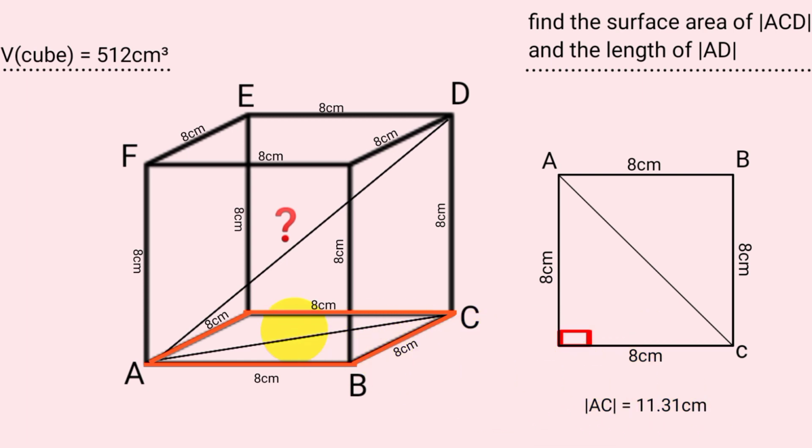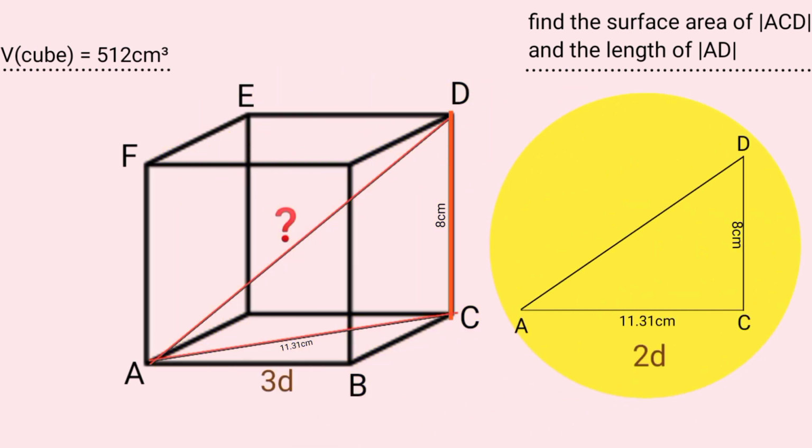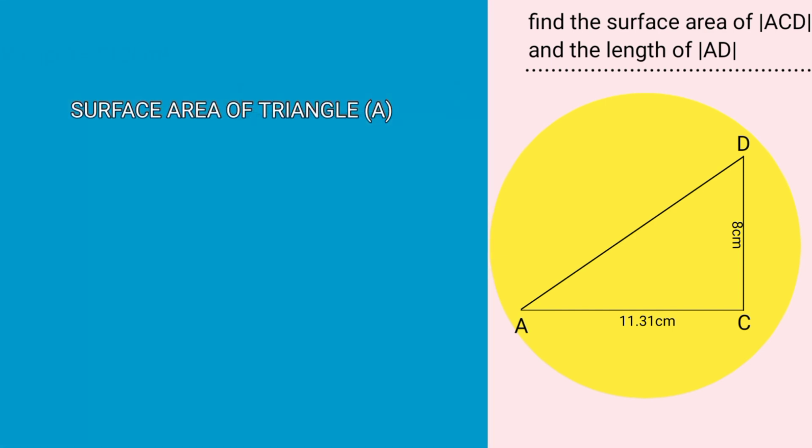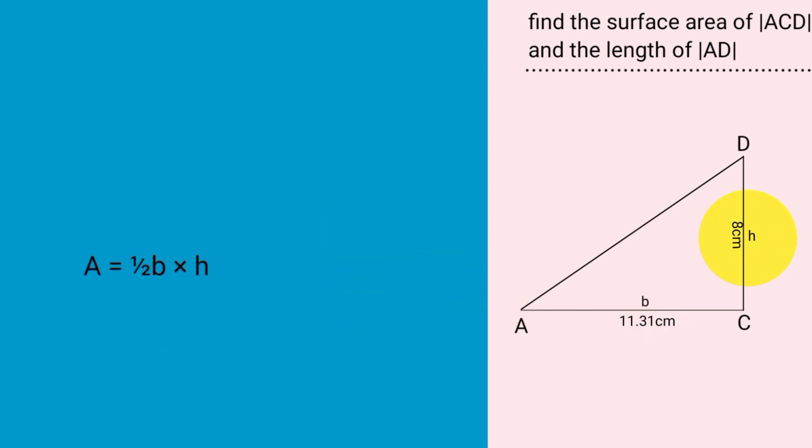Substituting here now, back to this triangle ACD, let's draw it out here. To find its surface area, since the formula for finding surface area of a triangle is half base times height, in the case of a right angle triangle, any of the two sides that are perpendicular to each other can be taken as the base or the height. Let's say this is the base and this is the height here. We have base now equal to 11.31 centimeters and height equal to 8 centimeters.